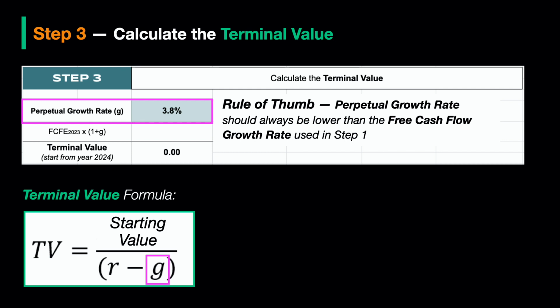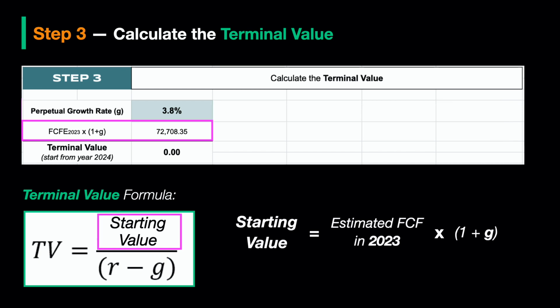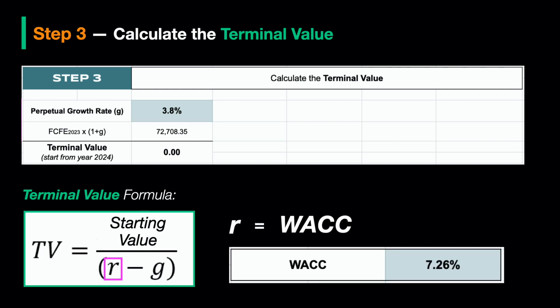Alright, once we estimate the perpetual growth rate, then the second number we need is the starting value. The calculation for starting value is pretty easy. We use the free cash flow from 2023, grow at a rate of 3.8% to the year of 2024, that will be our starting value. Finally, we use the weighted average cost of capital that we got from step 2 as our expected rate of return here. Once we get all these 3 numbers, we can calculate the terminal value, which is about $2.1 million.